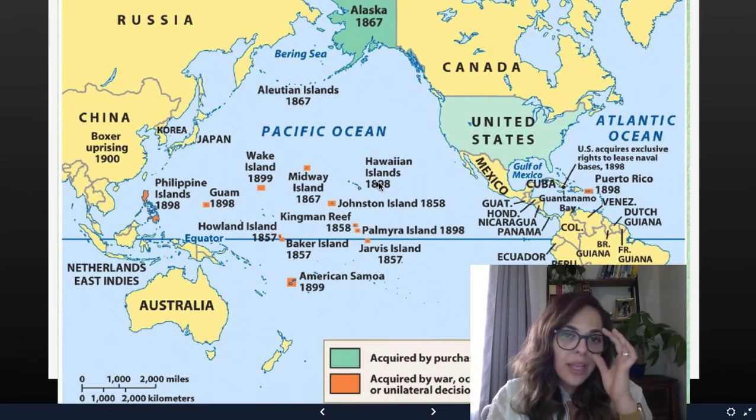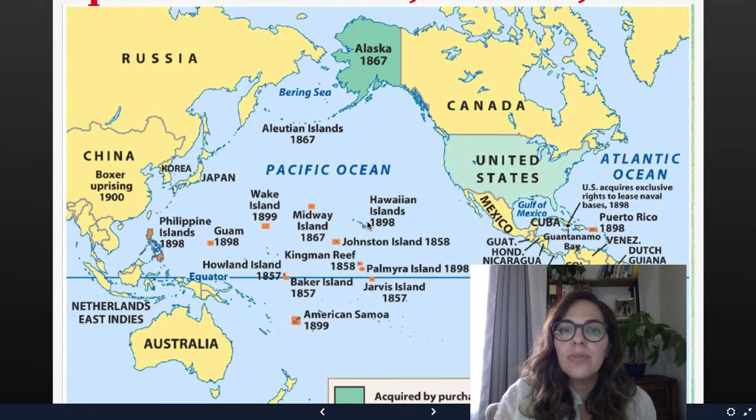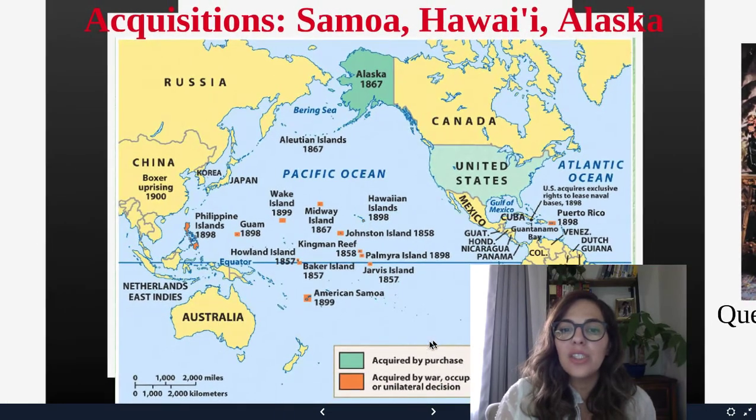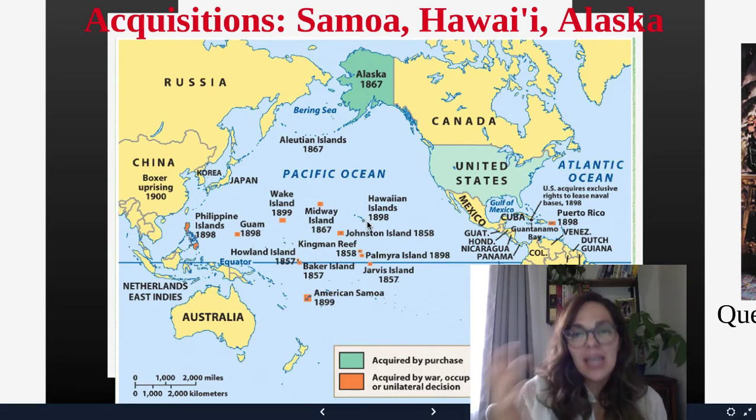All right, so Hawaii, where is Hawaii? The Hawaiian Islands, the U.S. is going to acquire that in 1898. Look at this over here, though, because if you look at the legend, it says anything green was acquired by purchase, and anything orange was either through war, occupation, or unilateral decision. And that's the case in Hawaii.